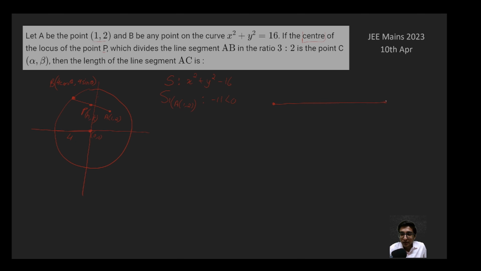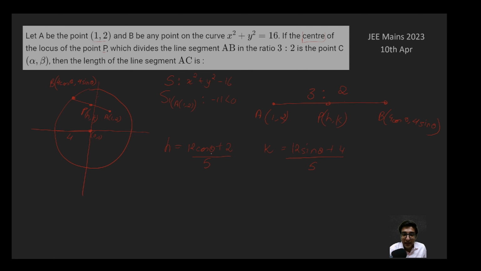This is our straight line. Here we have A, which is (1, 2), and here we have B, which is (4 cos theta, 4 sin theta). And somewhere here we have our P, which is (h, k), and it divides the line AB in the ratio 3:2. So now let us use our section formula to first find h. What would h become? It would become (12 cos theta + 2) by 5, and our k would become (12 sin theta + 4) by 5. So we've gotten our h and k.